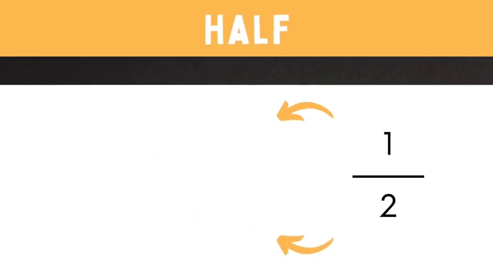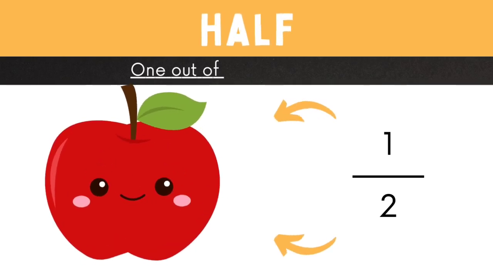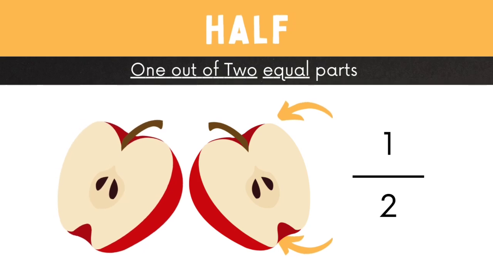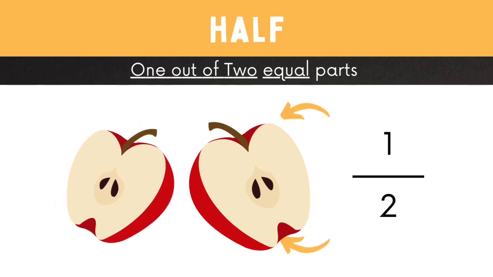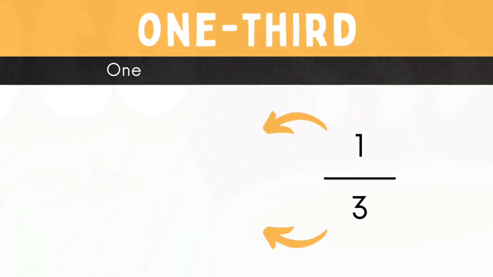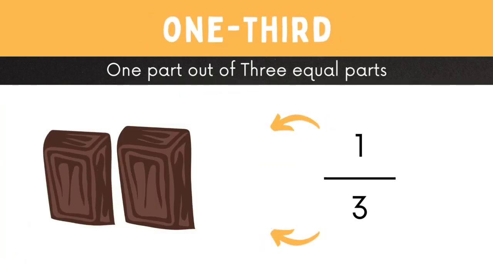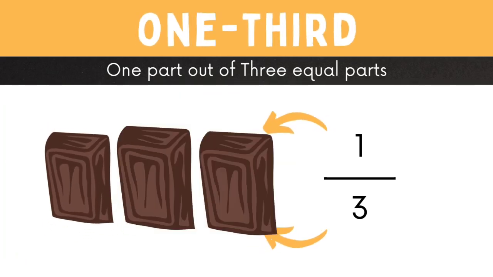Here's an example. 1/2, or one half, means you have 1 out of 2 equal parts. If you cut an apple into 2 equal parts and take 1, you have 1/2 of the apple. Now let's look at 1/3, written as 1/3. This means 1 part out of 3 equal parts. If you cut a chocolate bar into 3 equal pieces and take 1, you have 1/3 of the bar.